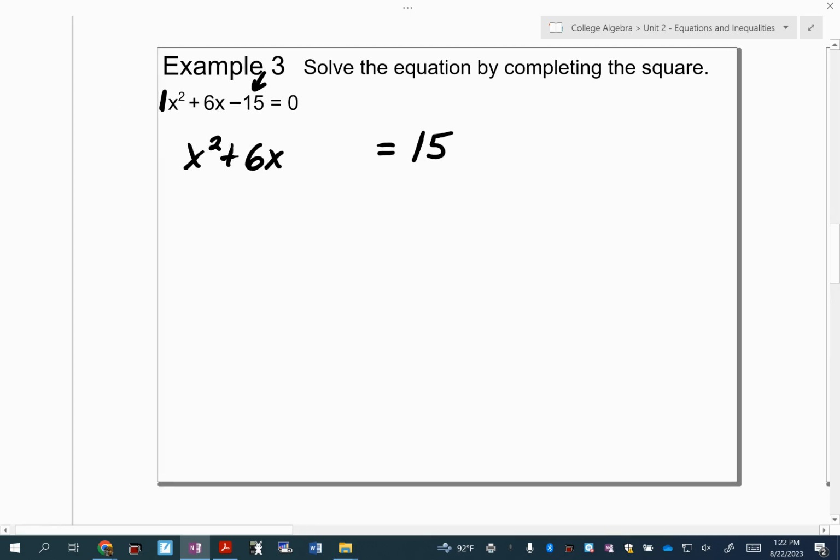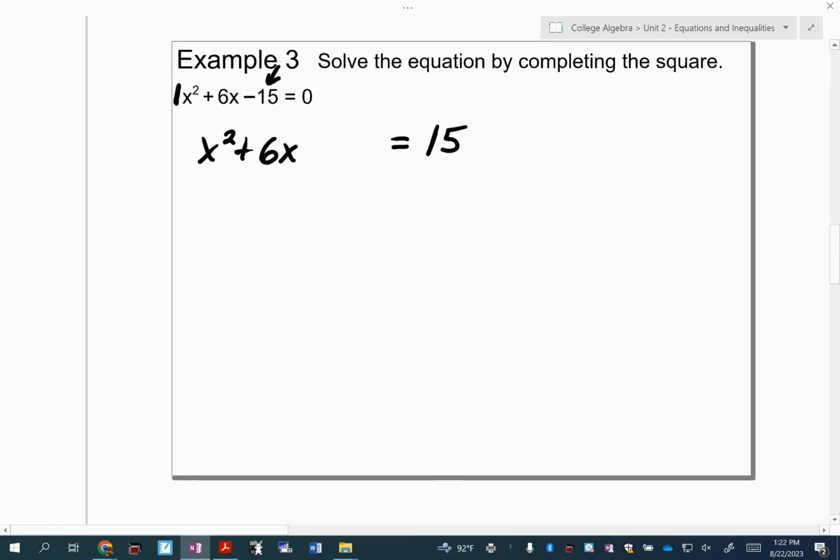So we use completing the square as kind of like we create the number we want and then use that in this process. So the number we want is b over 2 squared. Okay, and that is going to be my b value, which is in front of the x, is 6 over 2 squared, which is 3 squared, which is 9.